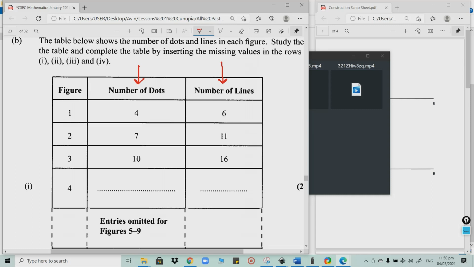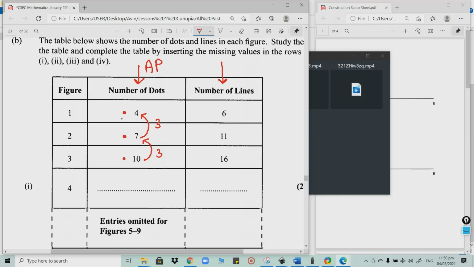Now look at these values here. Look at 4, 7, and 10. Look at those numbers. If you take 7 and minus the number before, 7 minus 4 is 3. If you take the 10 and minus the number just before, 10 minus 7 is 3. You notice you get the same exact number. So this is an AP.